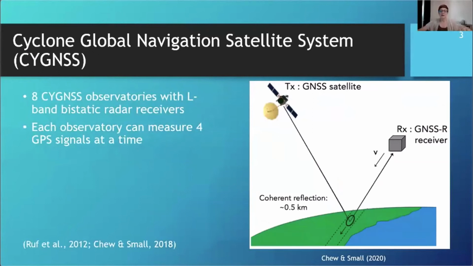Before discussing algorithm development, I'd like to briefly introduce the NASA Cygnus mission. Cygnus stands for Cyclone Global Navigation Satellite System, and there are 8 Cygnus observatories in orbit, each with L-band bistatic radar receivers. L-band is the same microwave range that SMAP uses and is effective at detecting soil moisture. As depicted in this figure, a bistatic radar receiver, or a GNSS-R receiver, in this case Cygnus, detects signals that reflect off the Earth's surface after being emitted by different satellites, in this case GPS satellites. Each of the 8 Cygnus observatories can measure 4 GPS signals at a time, meaning that there are many Cygnus retrievals every day.